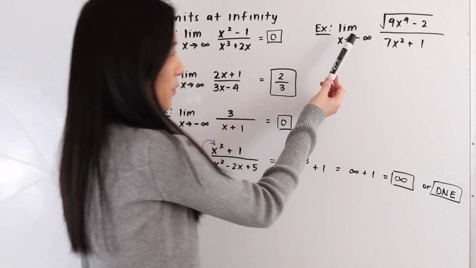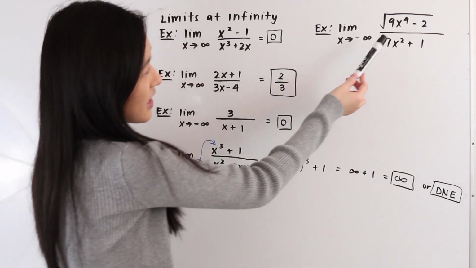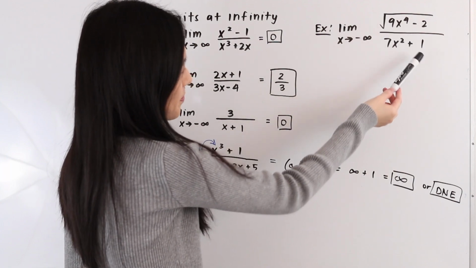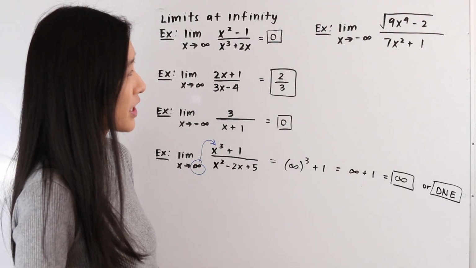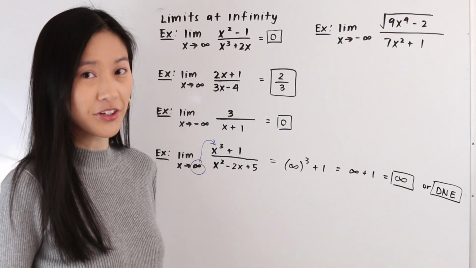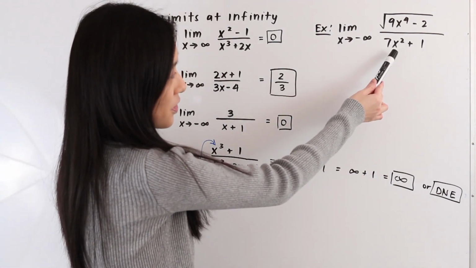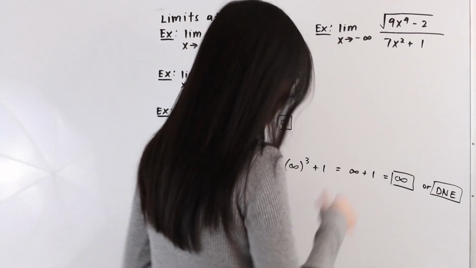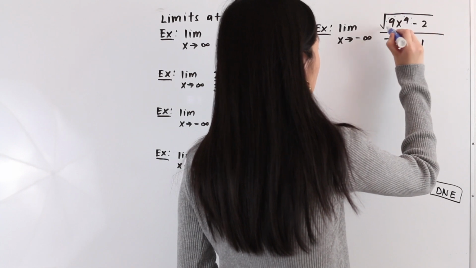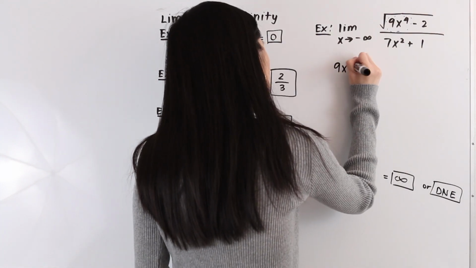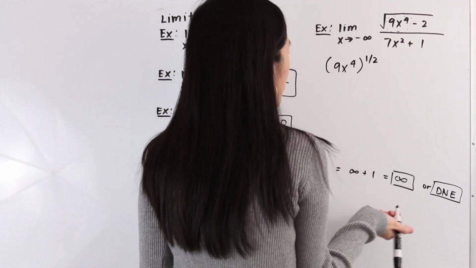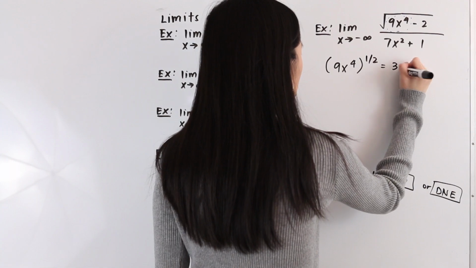And in this last example here, we have the limit as x approaches negative infinity of the square root of 9x to the 4th power minus 2 over 7x squared plus 1. And here it's important to remember that when we're trying to determine what the order of a polynomial is equal to, we are only concerned with the highest order term. So in the denominator, we have a polynomial of degree 2, and in the numerator, we need to take a look at this 9x to the 4th power, because this is our highest order term. And because it is underneath a square root, it is to the 1/2 power. And so simplifying this, we have 3x squared.